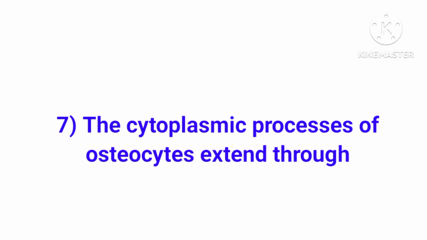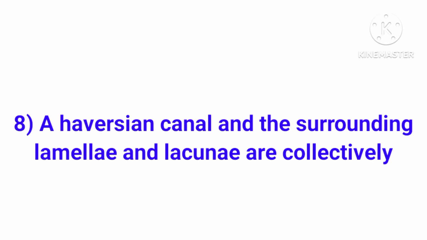The cytoplasmic processes of osteocytes extend through canaliculi, means the osteon is found in the compact bone skeletal system. A Haversian canal means Haversian systems contain a central canal, Haversian canal, that serves as a pathway for blood vessels.